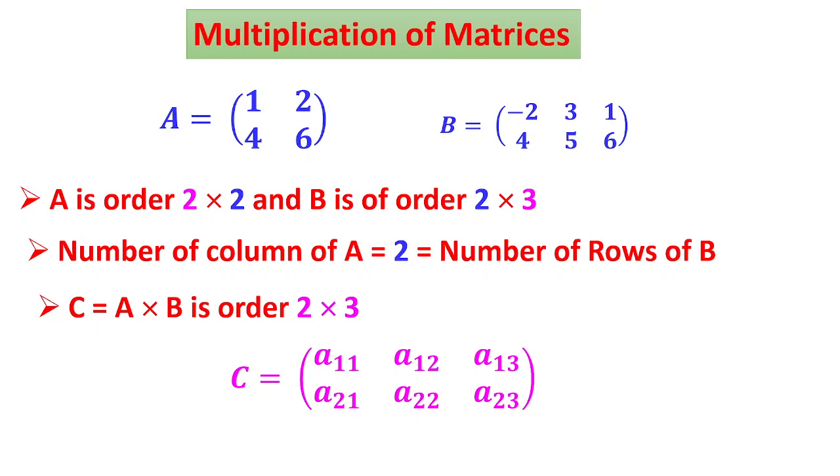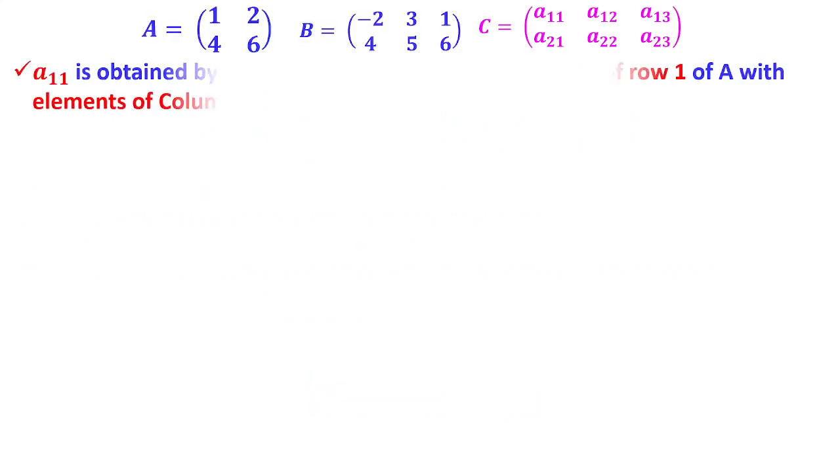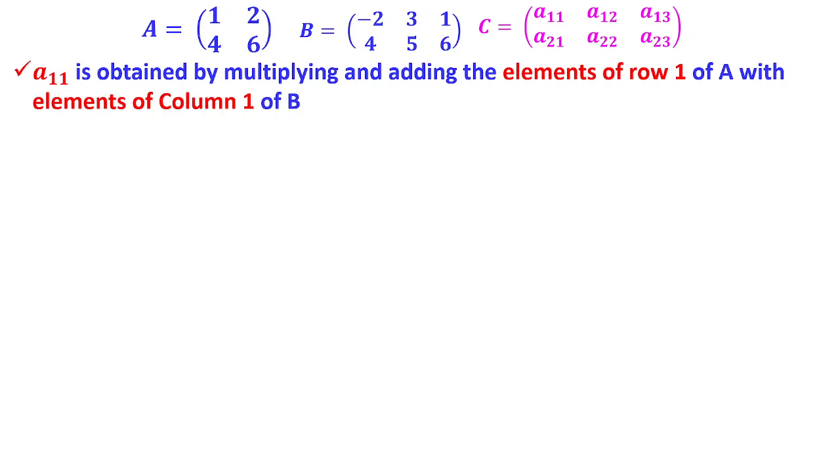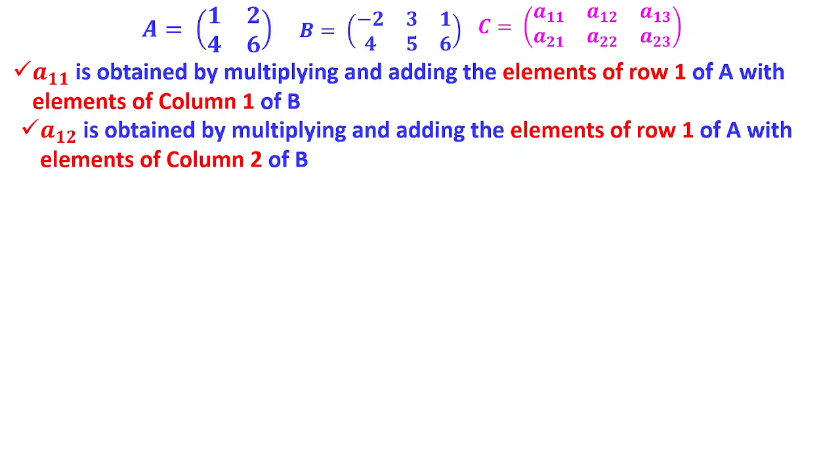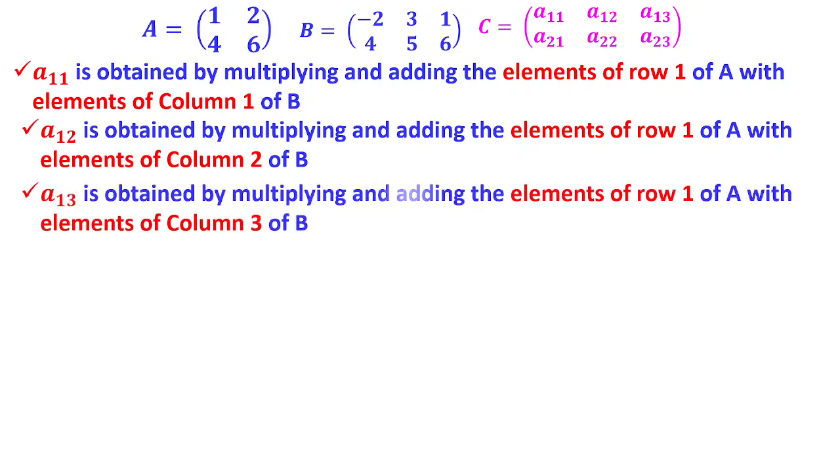Therefore, the row of the first matrix will be operated with the column of the second. Well, now let us see one idea of how to do it. A11 is obtained by multiplying the elements of row 1 with the elements of column 1. A12 is row 1 with the elements of column 2. A13 is the elements of row 1 of A with the elements of column 3 of B.